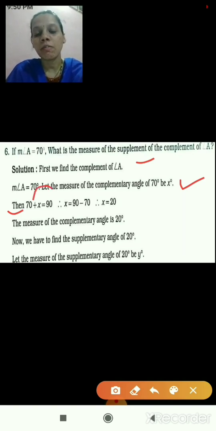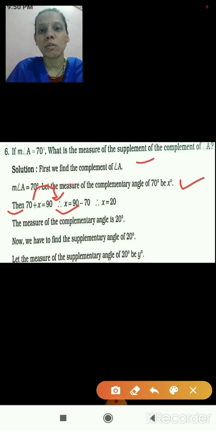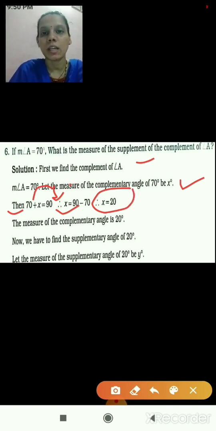Then x is equal to, this plus 70, when it will go on right hand side, it becomes minus 70. So x is equal to 90 minus 70. Therefore x is equal to 90 minus 70 is equal to, correct, 20. So x is equal to 20. Now here we get the value of complementary angle of A, that is x is equal to 20 degree.